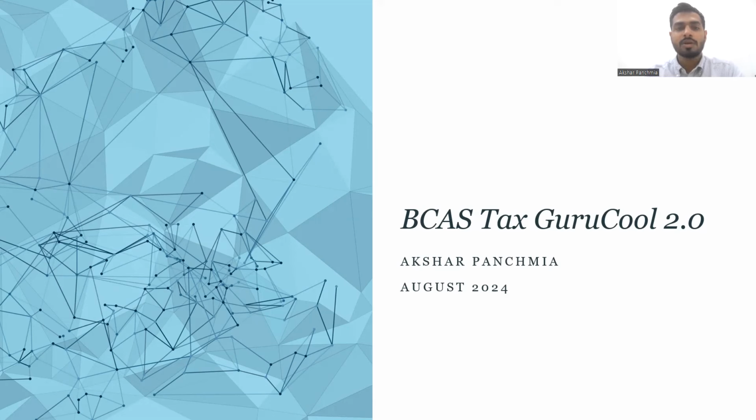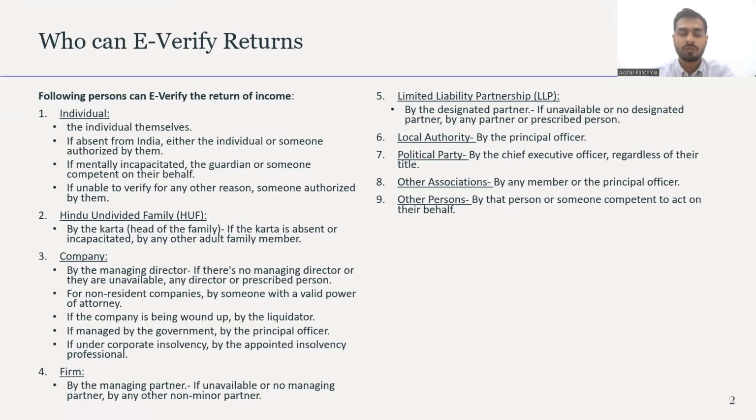I am Akshar Panchmia, and in this episode, I will take you through who can e-verify the return of income, how to add CA on the tax portal, and how to upload audit reports along with generating the UDIN for such reports. The income tax has defined various types of persons. Each person has a different eligibility criteria to be required to file an income tax return. Each of these income tax returns needs to be verified, otherwise they can be considered as a defective return.